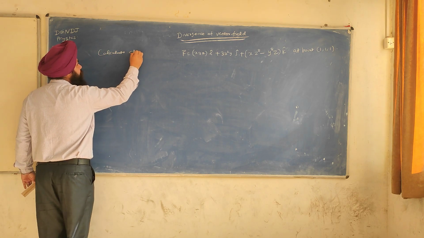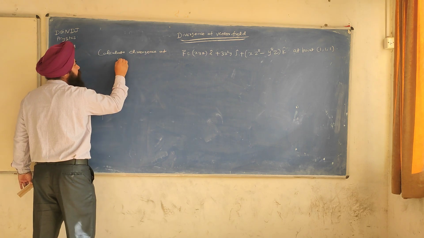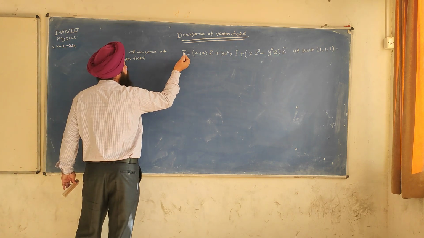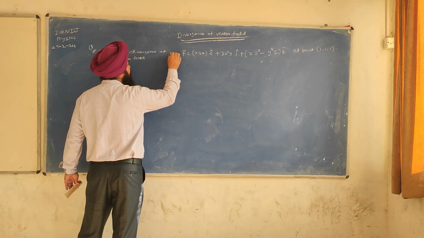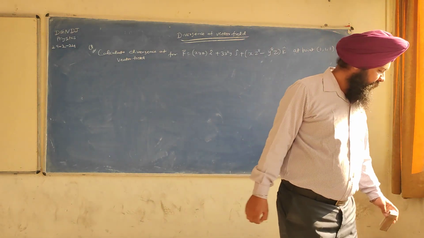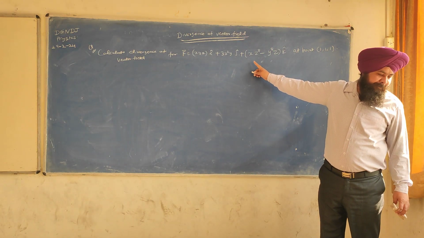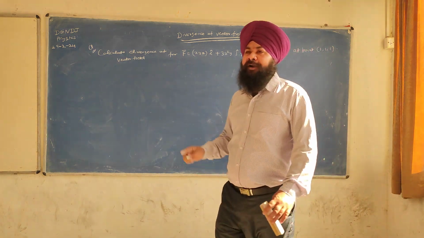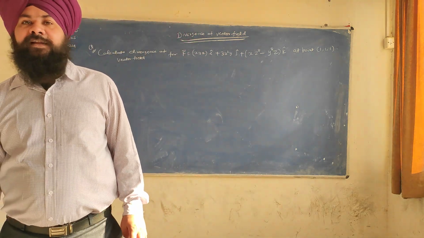Calculate the divergence of the vector field. Okay. For a vector at point 1, 1, 1: xyz into i cap plus 3x square y into j cap plus xz square minus y square z into k cap at point 1, 1, 1. कैसे सॉल्व करेंगे?